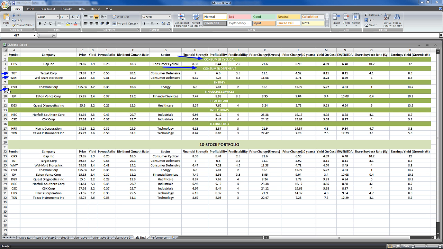I didn't really need any more than one energy stock. I didn't want to overweight it there. Energy, being commodity based, just has a tendency to fluctuate. I'm not crazy on financials, so I picked just the one that had the strongest fundamentals based on those scans we did.